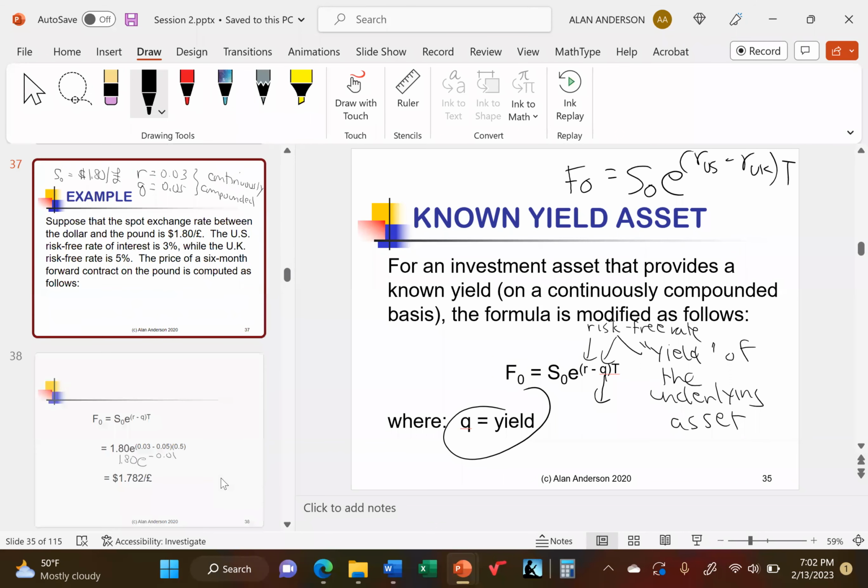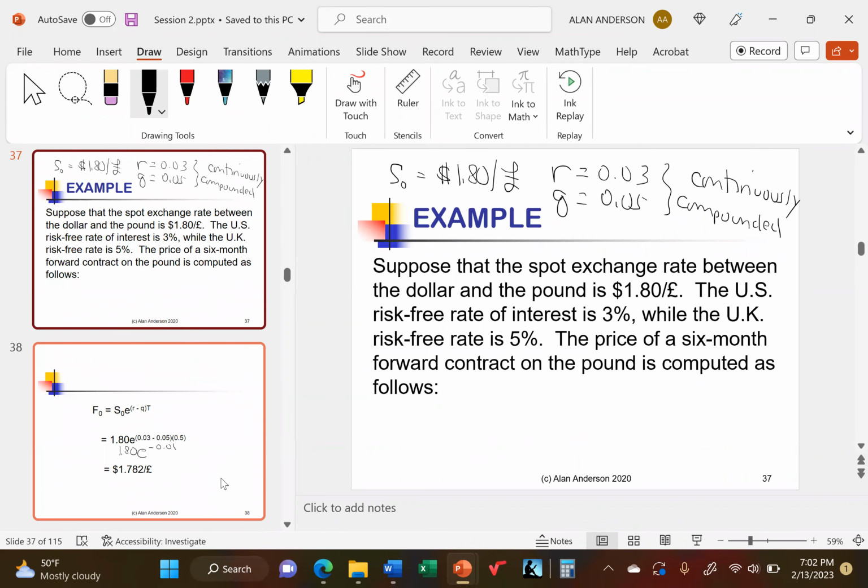Oh, here's a good example. So here we go. The spot exchange rate between the dollar and the pound is 1.80. The US risk-free rate of interest is 3%. The UK is 5%. What would be the price of a 6-month forward contract on the British pound? In other words, what would I have to pay for delivery of pounds in 6 months? So the US rate is 3%, the UK rate is 5%. It is a 6-month contract, which means half of a year. And we're assuming continuously compounded rates of interest for simplicity.